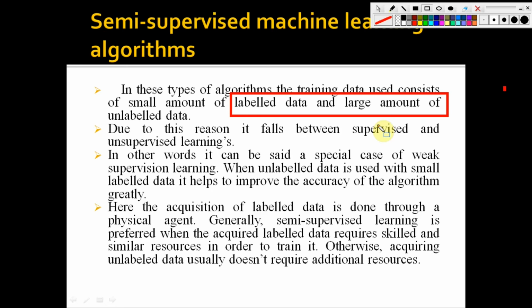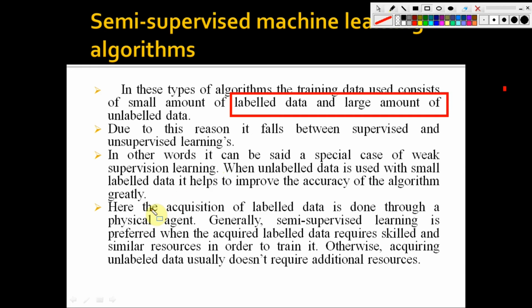In other words, it can be said to be a special case of weak supervised learning, because less labeled data is provided here. That's why you can call it weak supervised learning. When unlabeled data is used with a small amount of labeled data, it helps to improve the accuracy of the algorithm greatly. So to get 100% of the information, when you know 20%, you can find the remaining 80% with less effort. That's the whole idea. If a small amount of data is labeled, then it will be easier for the algorithm to classify the next, larger amount of data.